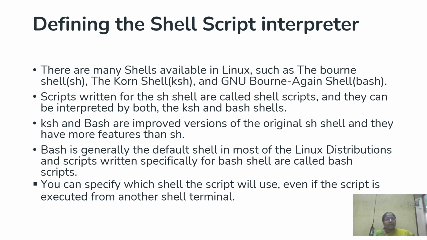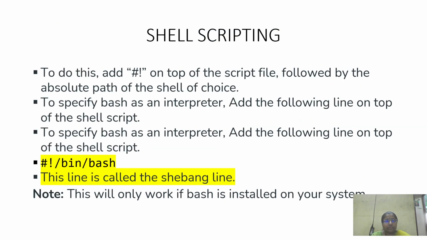Scripts written specifically for the bash shell are called bash scripts. So you can specify which shell the script will use, even if the script is executed from another shell. To do this, the first line of your shell script should be #! /bin/bash. This line is generally called the shebang line. For any shell script you write, the first line you have to include is #! /bin/bash.